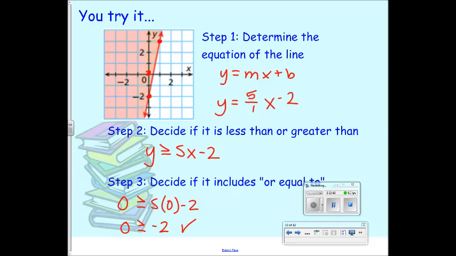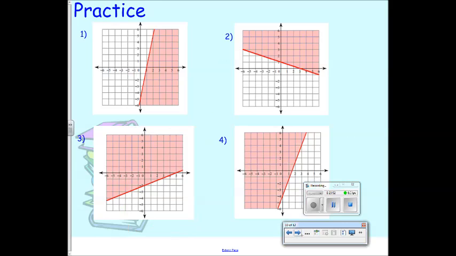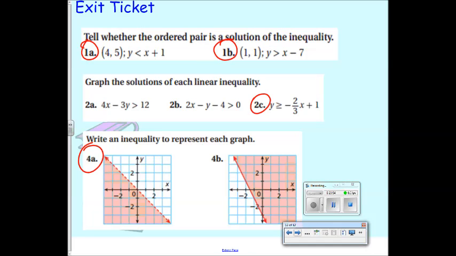All right, so for your exit ticket, you guys have templates for once. I want you to do 1A, 1B, 2C, and 4A. So all the ones that are circled for your exit tickets.